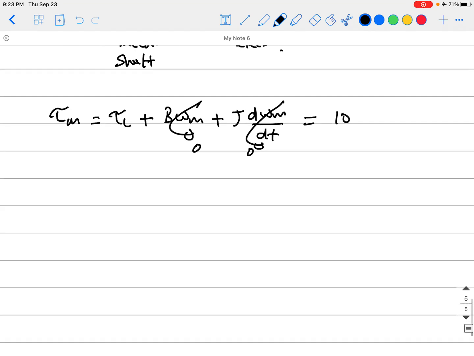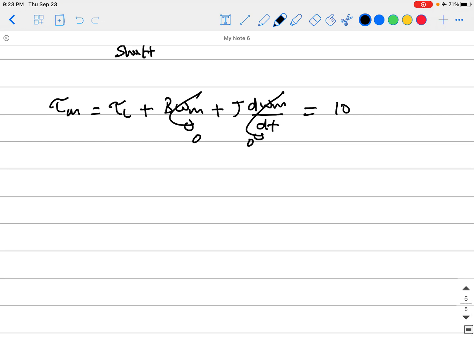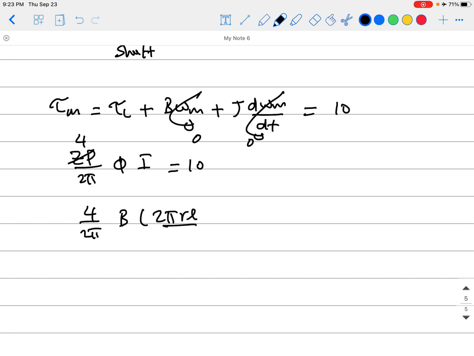Okay, guys? The same idea. What is the motor torque? It can be calculated as Zp over 2 pi times phi times I. This equals 10. Z equals 2 and P equals 2, so those are 4. So 4 over 2 pi times phi times I equals 10. The phi is again B multiplied by A, which is 2 pi RL over the number of poles P, the same as before, multiplied by I equals 10.